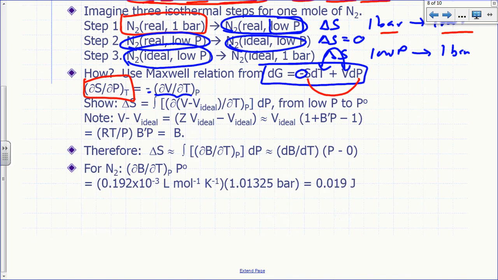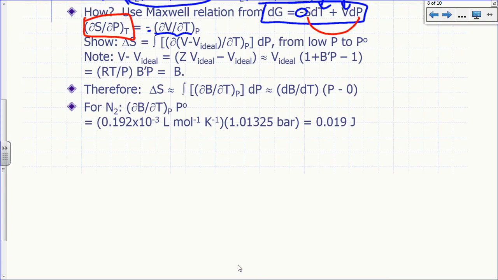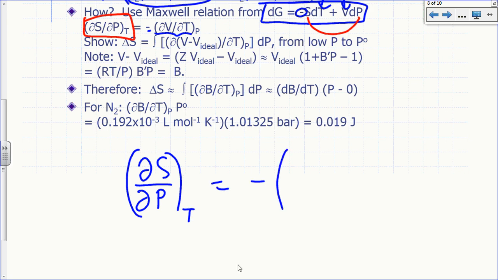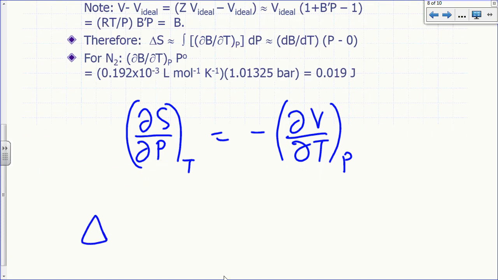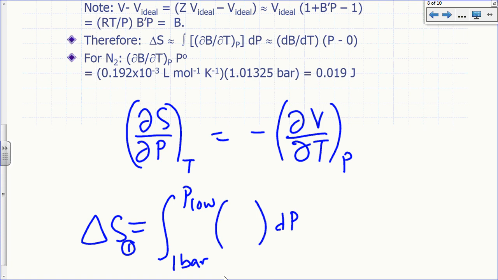Let me rewrite that. The partial derivative of S with respect to P at constant T is equal to negative partial of V with respect to T at constant pressure. So how do we get delta S then? I want to change pressure. Let's look at delta S for step one. I want to go from 1 bar to low pressure. My variable that's changing is pressure. What partial derivative goes here? Partial S with respect to P, and this is isothermal at 298 Kelvin.